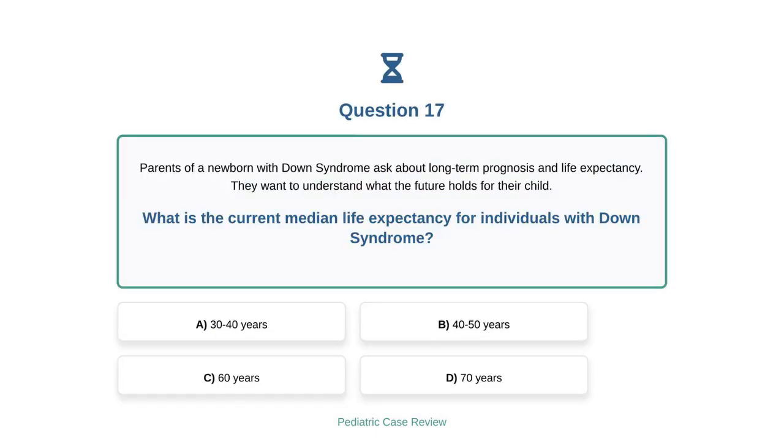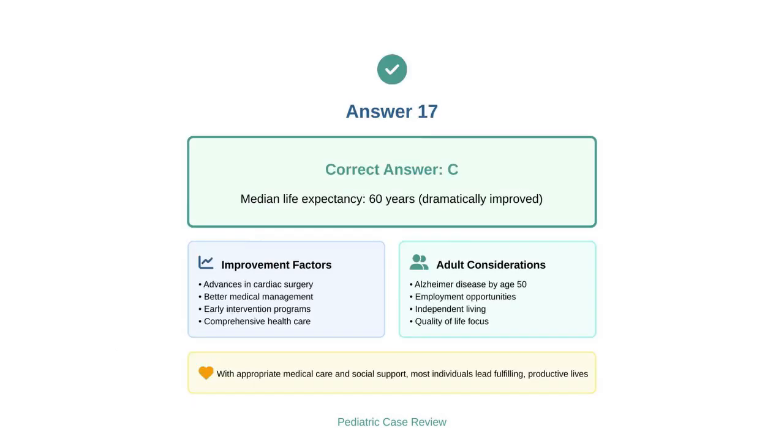Parents of a newborn with Down syndrome ask about long-term prognosis and life expectancy. They want to understand what the future holds for their child. What is the current median life expectancy for individuals with Down syndrome in developed countries? Option A, 30 to 40 years. Option B, 40 to 50 years. Option C, 60 years. Option D, 70 years. The correct answer is C.